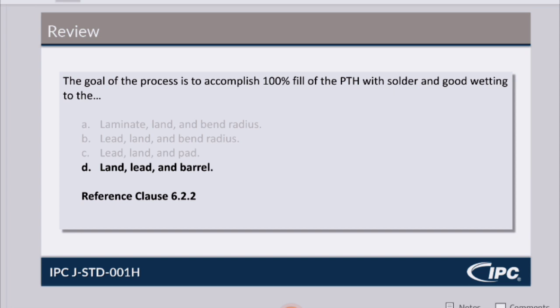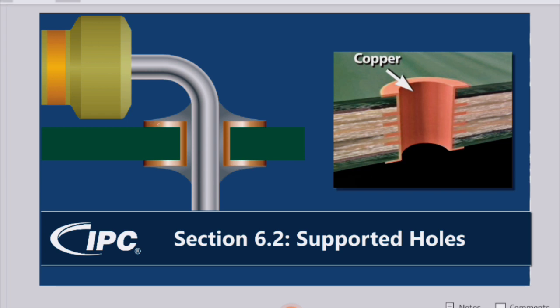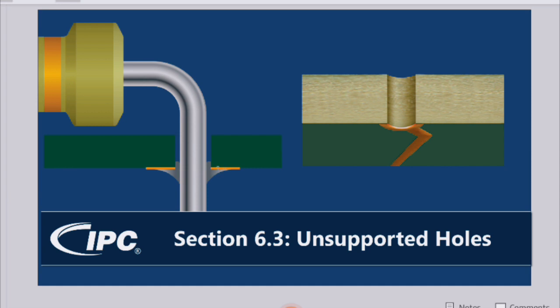Okay, so section 6.3, unsupported hole. So this is what an unsupported hole looks like. With your supported hole, it looked like this, with the metal, like the foil that goes through both sides. An unsupported hole only has the land where you're soldering on this side, on the solder source side.